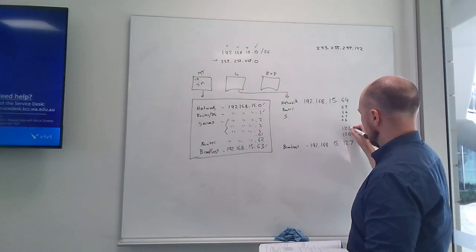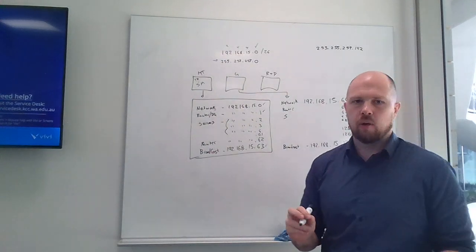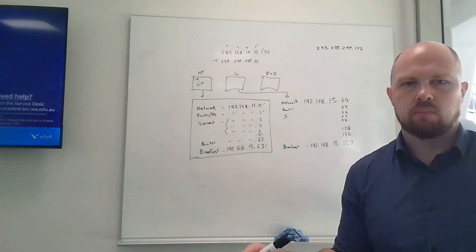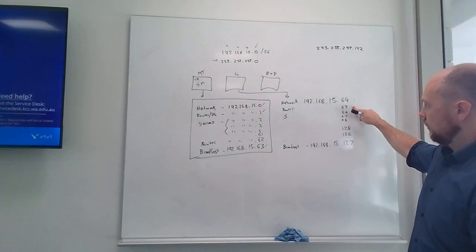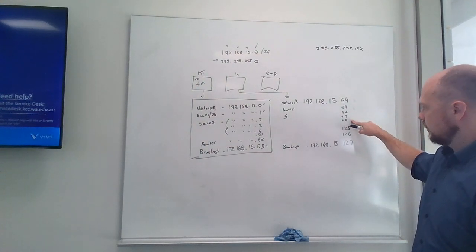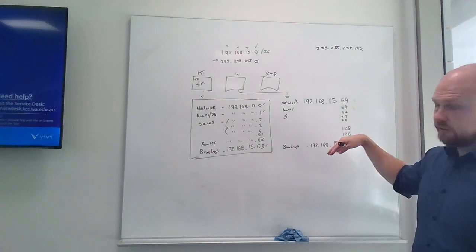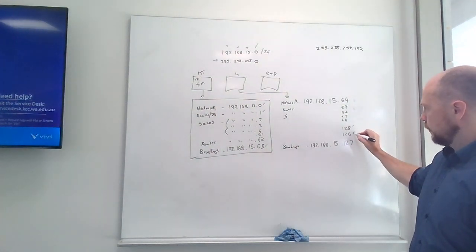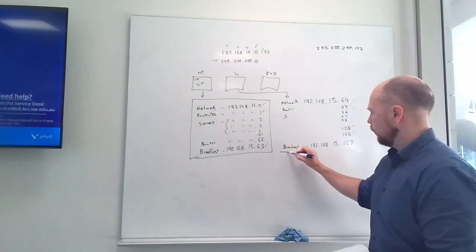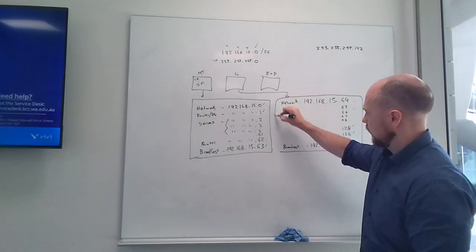That's quite messy, but if you're not following along, just rewind, you can see. All right, so 64, network, router, 65, servers, 66, 67, 68. Then I'd have all my devices in the middle. Then I would have my VoIP, which would be that one there, my printer, that one there, and my broadcast. All right, we've now done 2 subnets.